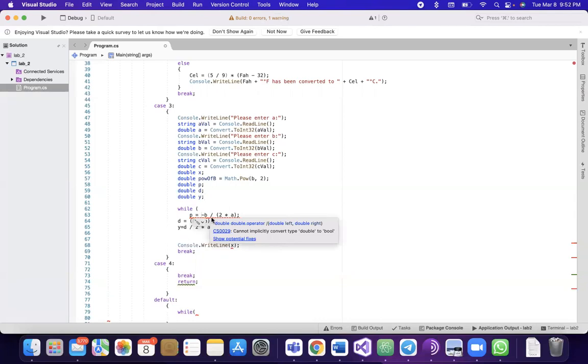There's something wrong with this program though. So what is it? You usually have to declare P. Yeah, I did declare P up here. Oh, you did? What is it then? Hover. Cannot implicitly convert type double to bool. What? We're not using bool. Oh, we are. I have no idea.